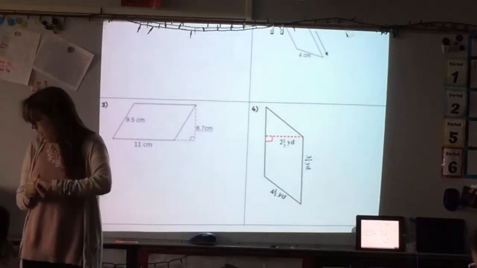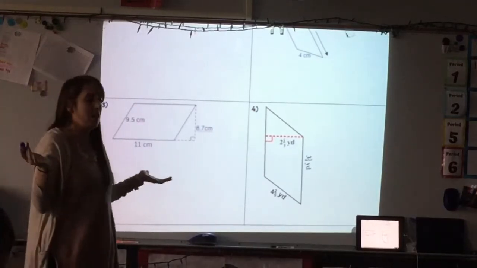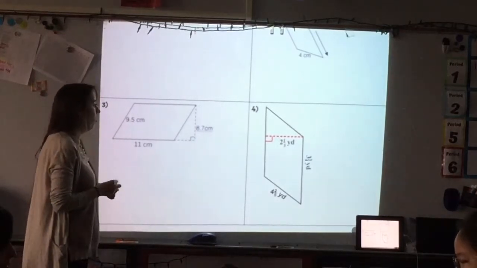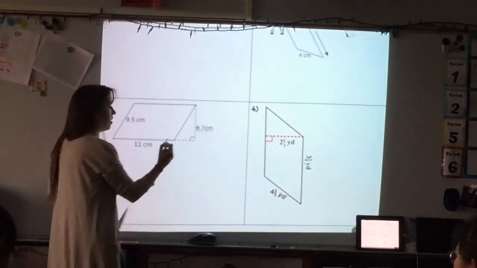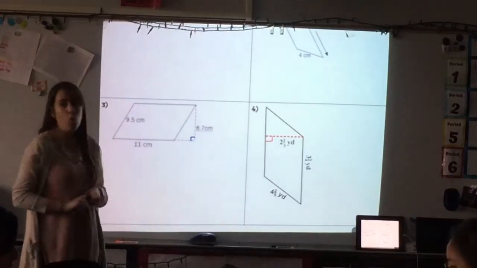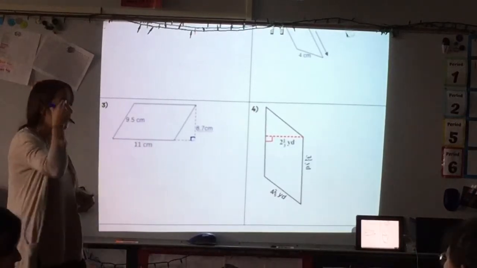Great. So looking at this with decimals, it should be the same thing. We've got a calculator to do it. It shouldn't make it any more difficult. Okay, so I'm looking for my 90-degree measure. What side is that perpendicular height that's attached to that 90-degree measure?